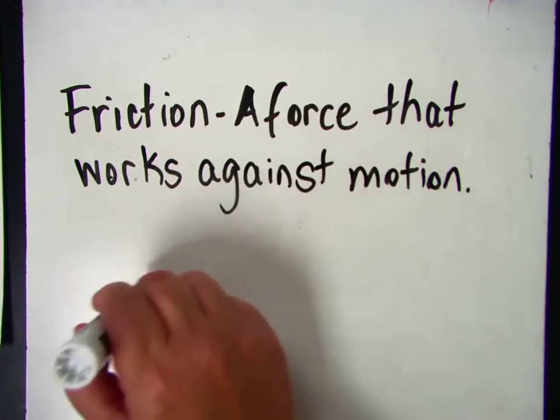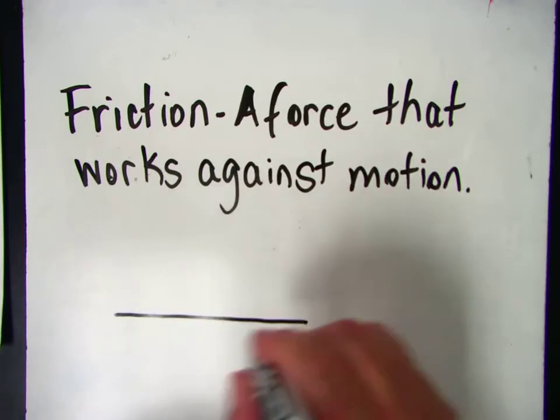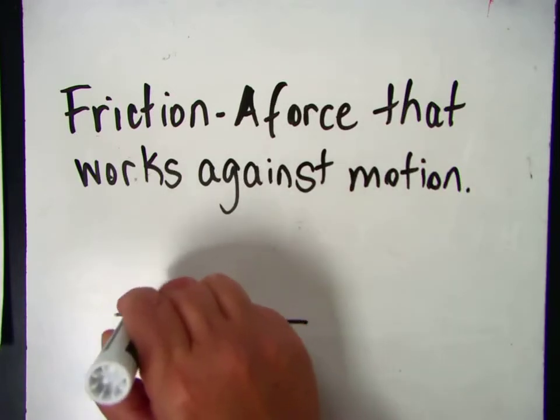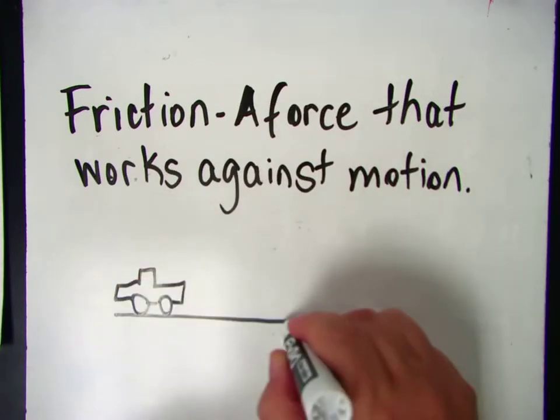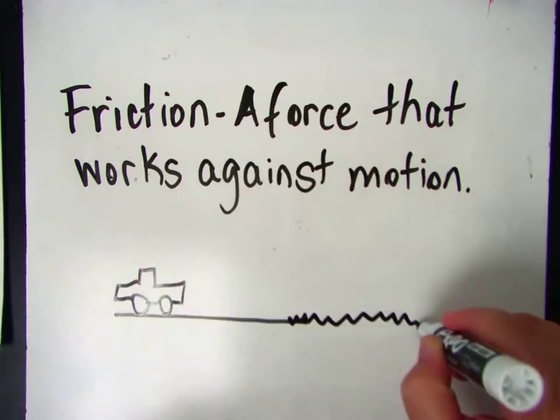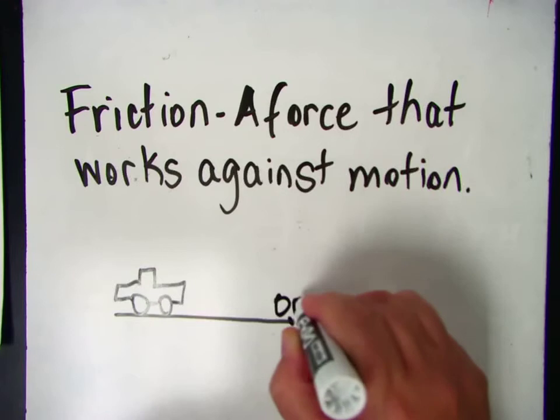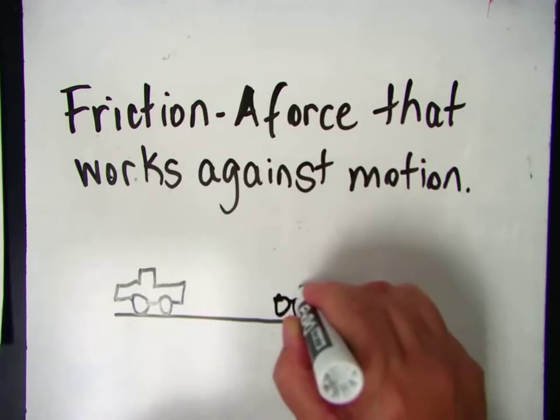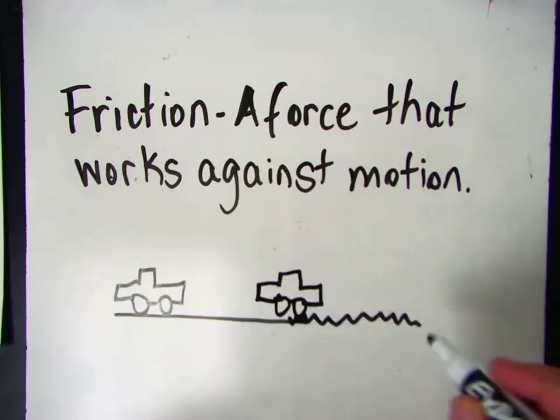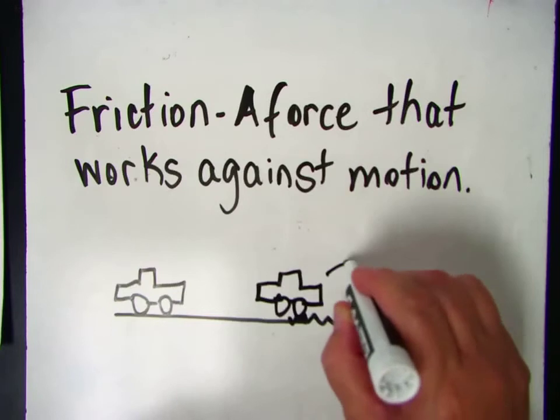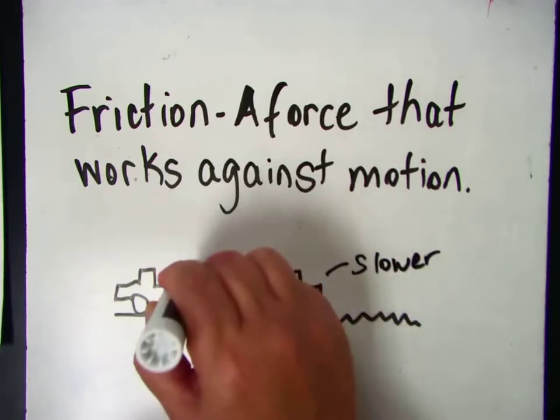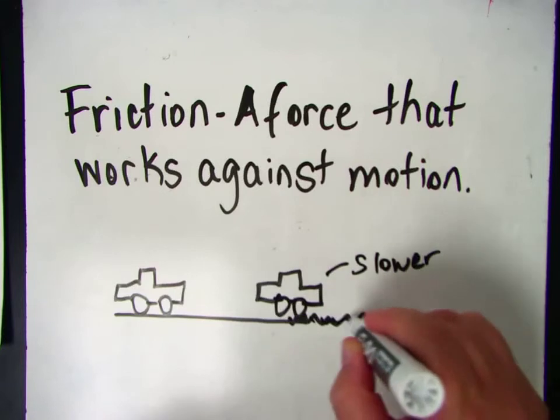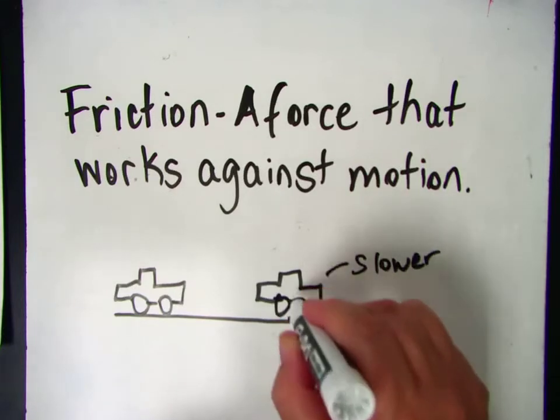Think about our car that was moving along on a surface. If a car is moving along on a smooth surface, it will move better than on a bumpy surface. Because if it's going on a bumpy surface, there's more friction, and friction works against motion. So this car will move slower than this car because the bumpy surface will cause friction.